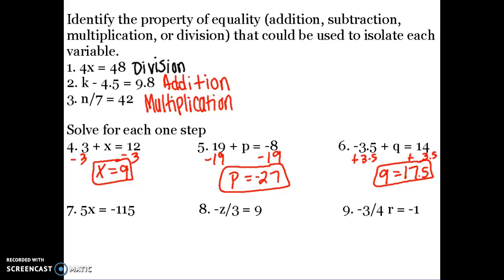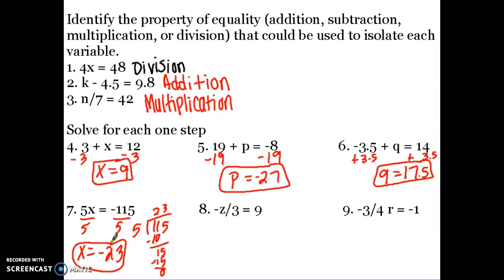5x equals negative 115. We're going to divide by 5. 5 will go into 11 2 times, with 1 left over, 5 will go into 15 3 times. X is negative 23.